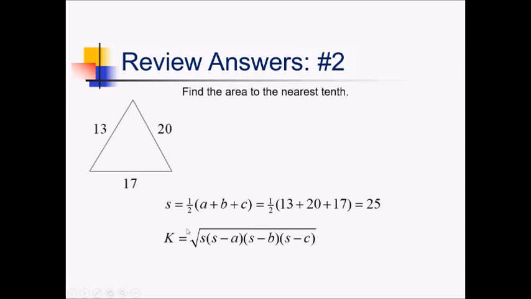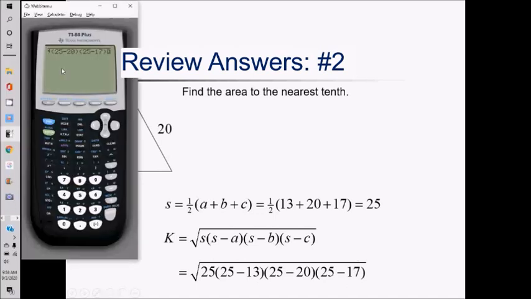So now's the time to plug all of that in. We've got that big square root. And s, remember, we just found was 25, so we have 25 for that first s. And then 25 minus whichever one of these you want to start with. Let's just use 13. And then 25 minus 20, and 25 minus 17. And I'm just going to plug all this into the calculator all at once. I'm not going to bother simplifying first. So plugging all that in under one big square root, pressing enter, we end up with approximately 109.5.